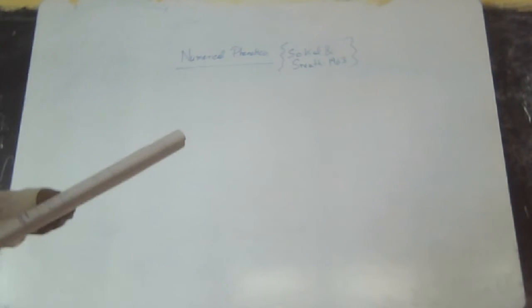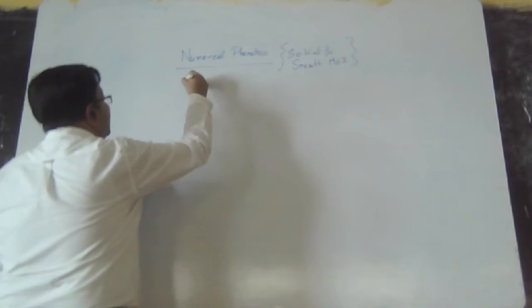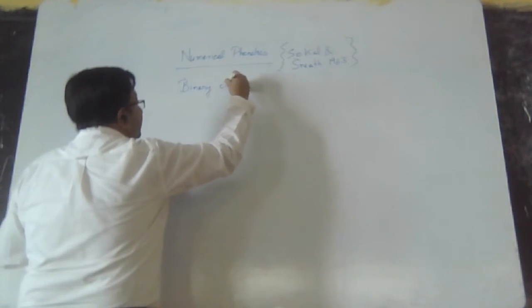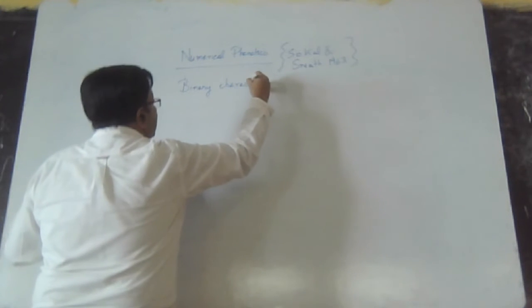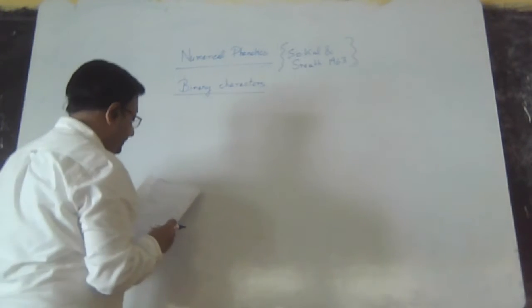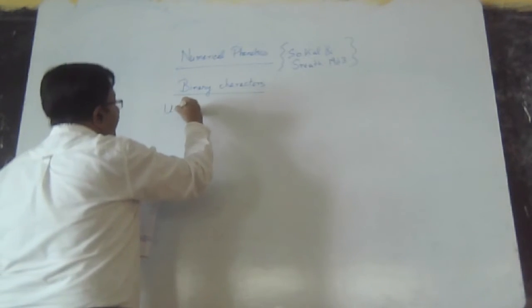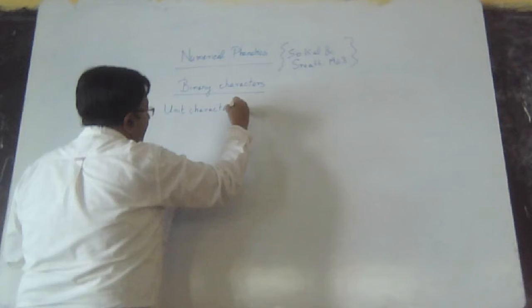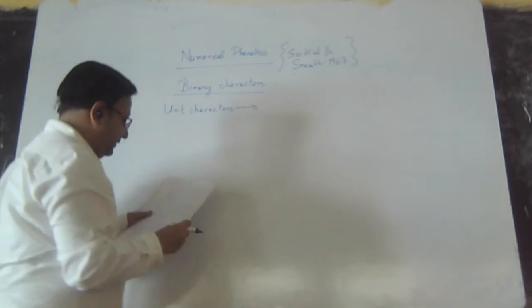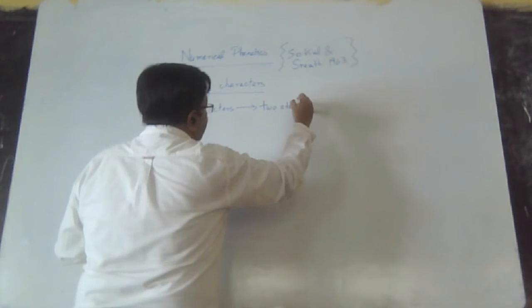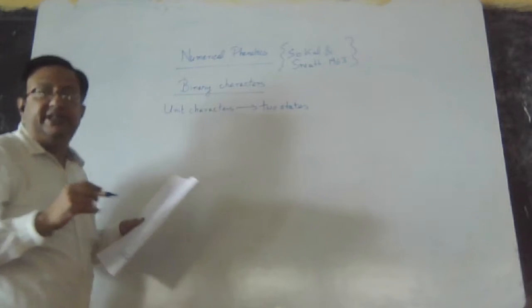Next part is binary character. Now binary characters, as the name says, they are also unit characters which exist in two states. Binary characters which exist in two states.